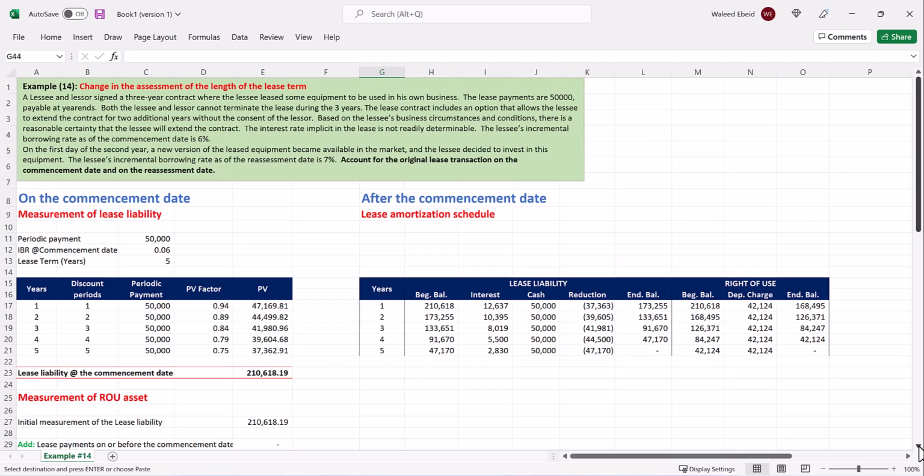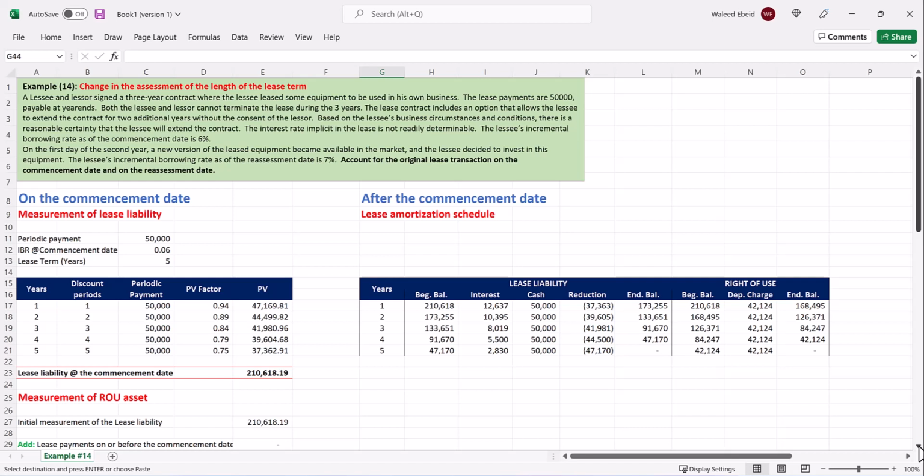A lessee and lessor signed a 3-year contract where the lessee leased some equipment to be used in his own business. The lease payments are $50,000, payable at year-ends. Both the lessee and lessor cannot terminate the lease during the 3 years.